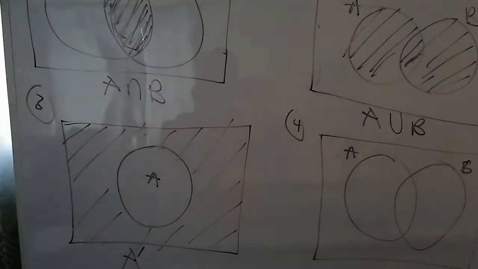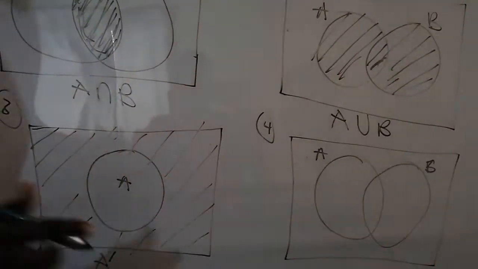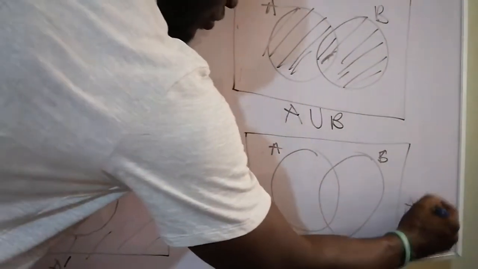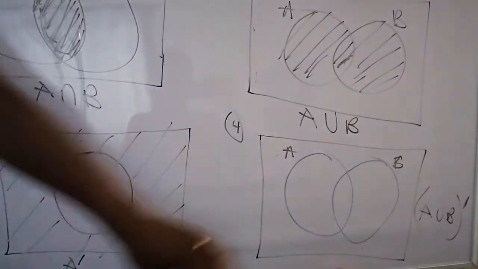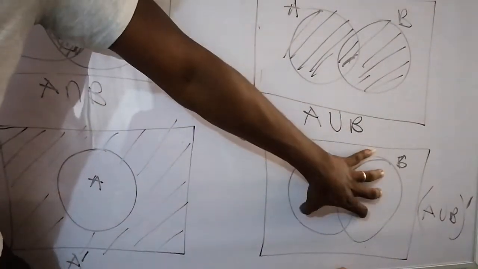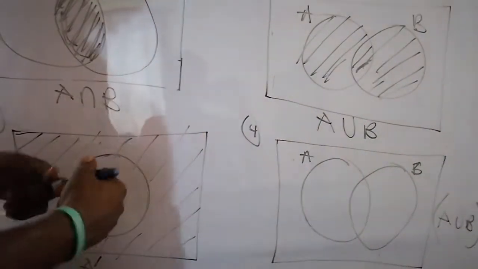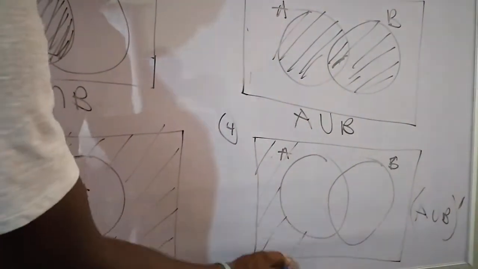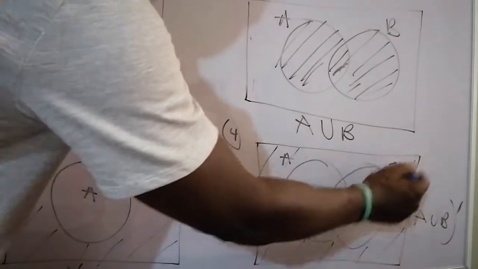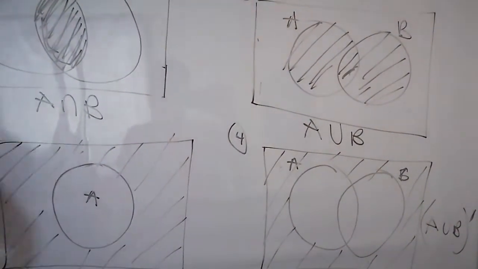And then if we look at the last one, I want to find A union B complement. A union B, all of this, the complement of all of this, A union B complement. So it means that I find the union of all of these, A and B together, and then those that are not in that union will be my A union B complement. So those outside again here represent my A union B complement. I hope you are following.